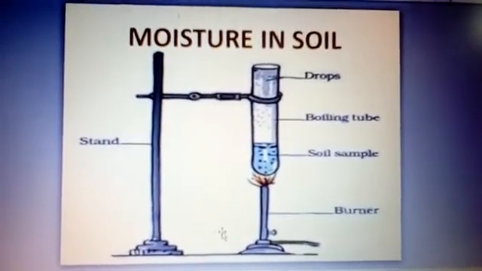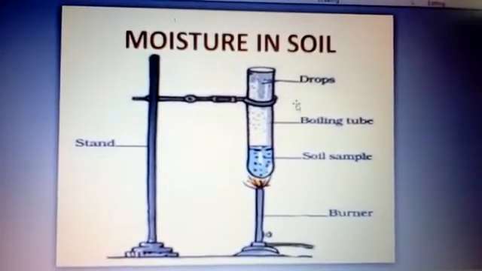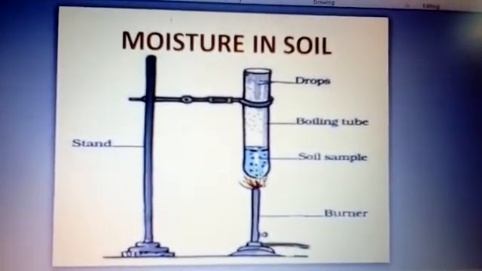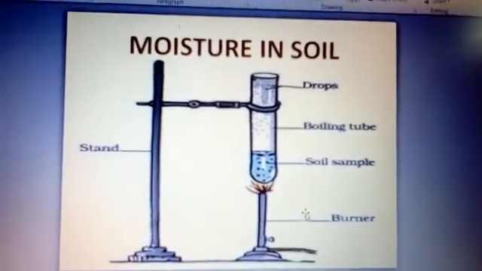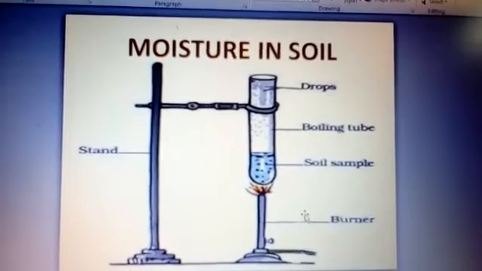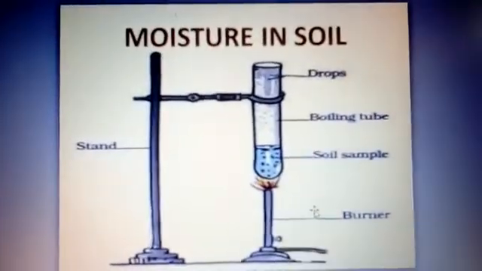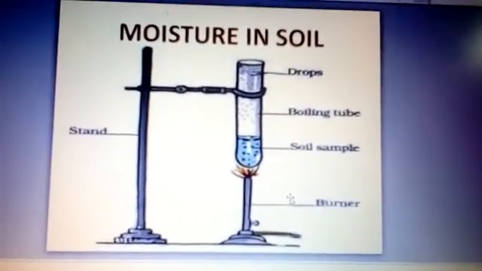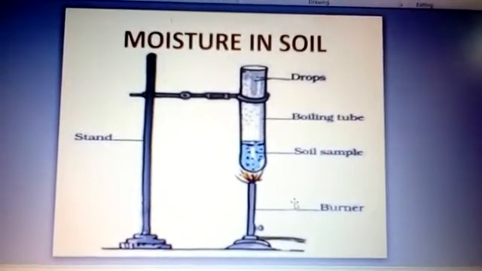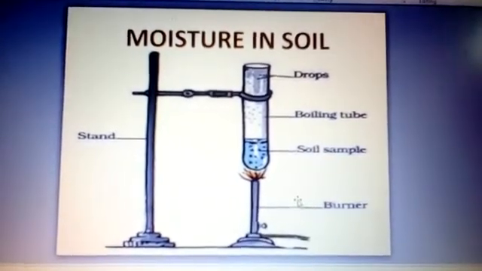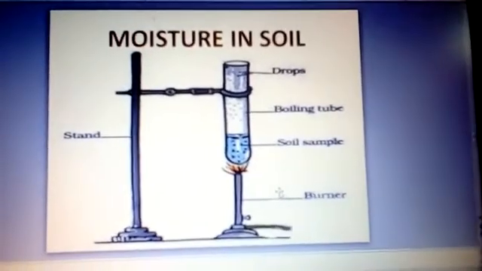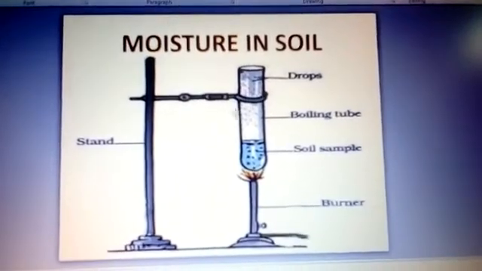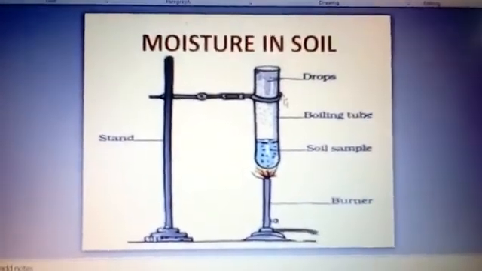Take a boiling tube. Put 2 spoonfuls of a soil sample in it. Heat it on a flame and observe it. What happens to the soil upon heating? Now you can see water drops on the upper surface of the test tube. On heating, water in the soil evaporates, moves up and condenses on the cooler inner walls of the upper part of the boiling tube. You can see the water vapor coming up and condensing on the cooler surface of the boiling tube.